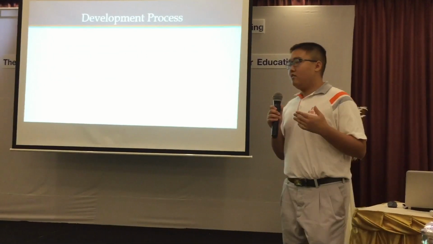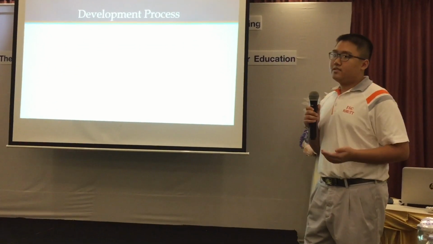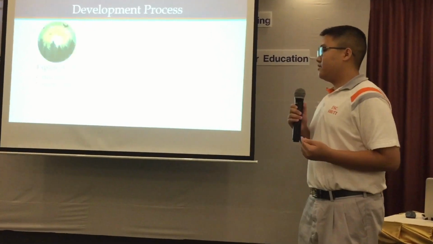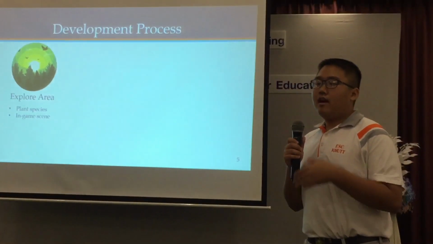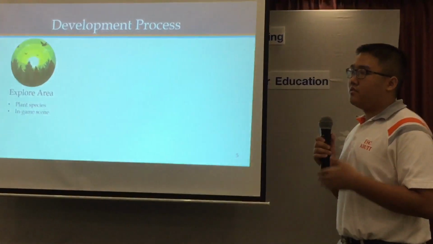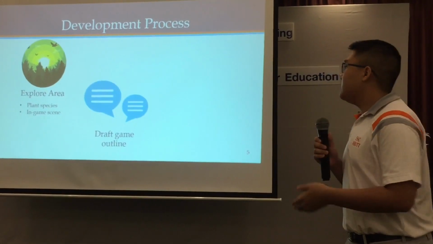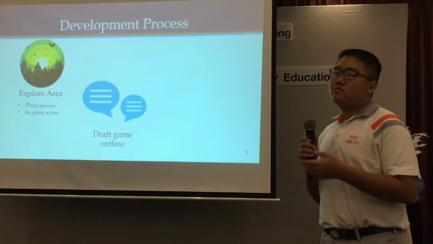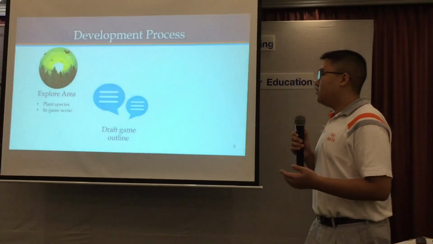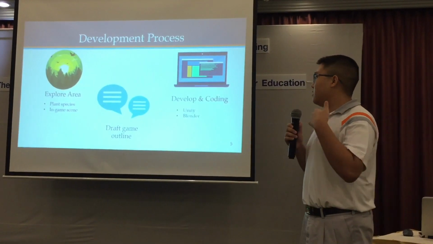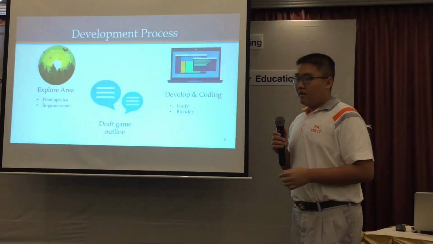Next, we will talk about our development process. First, we started by exploring areas. We explored areas around our selected area, gathered information, and used it to create game components. Then we developed the game outline, created the story and missions, assembled our components, and used them to create a game and develop the program in Unity.